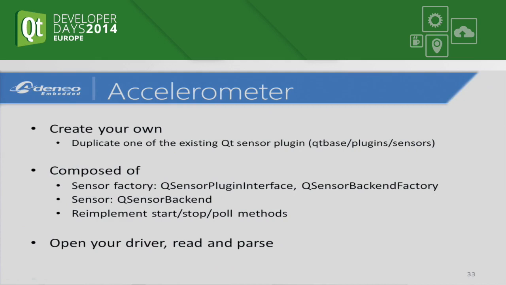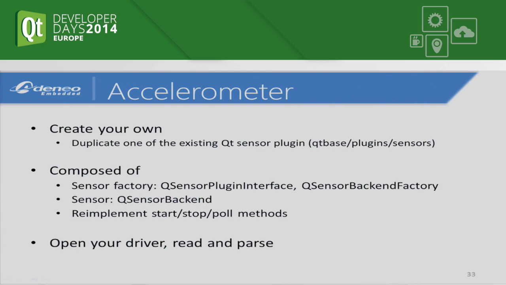Okay, so let's say you have your board, like this one, and you have an accelerometer on it, but of course it doesn't work from scratch, because the people from Qt just don't know you want to use this one and will not create tons of plugins for tons of different hardware. So you have to create your own. And to do that, the simplest way is to simply duplicate one from the source code of Qt.